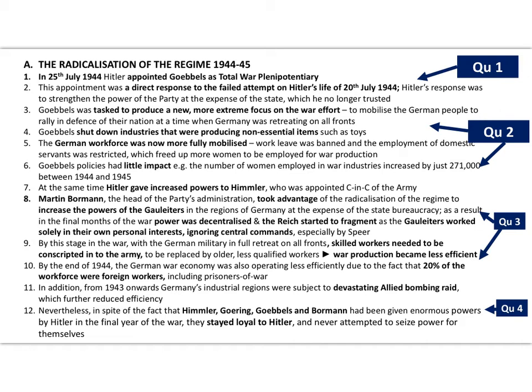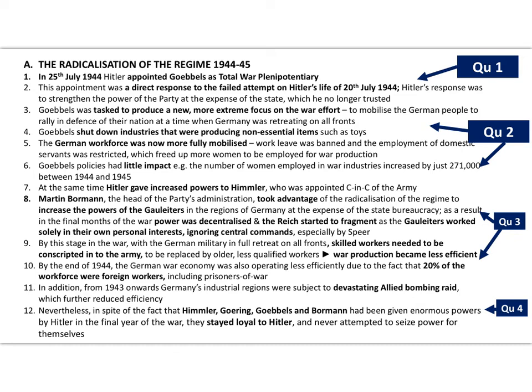What that did effectively is it elevated key Nazis to muscle in on the running of the war economy, because the war economy was still being largely managed by leading state officials. So Goebbels was the first one. He was appointed plenipotentiary for total war. Note the date, 5 days after the bomb plot on Hitler.